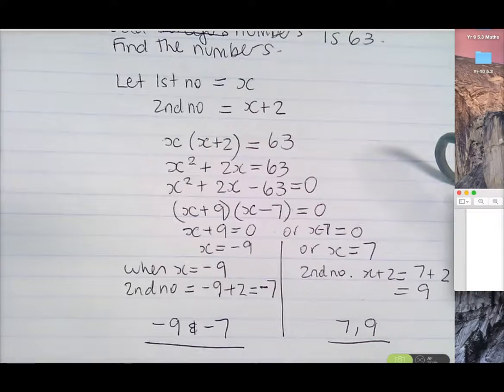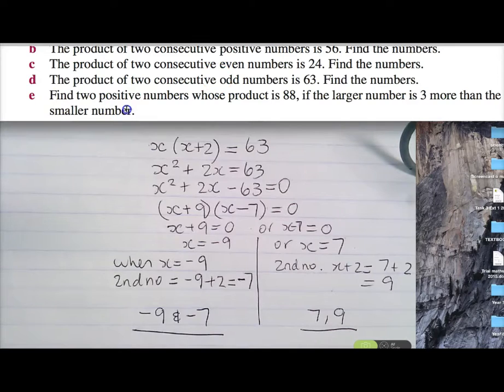I'm going to do question 1. The only thing with these, I didn't let one be y equals and the other one like that. I just did them in terms. Question 1e, just down here where I'm highlighting. Find two positive numbers whose product is 88 if the larger number is 3 more than the smaller number.